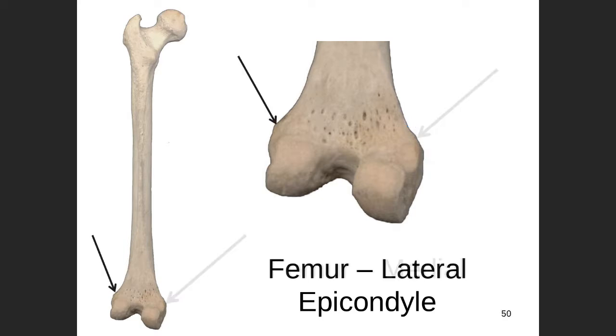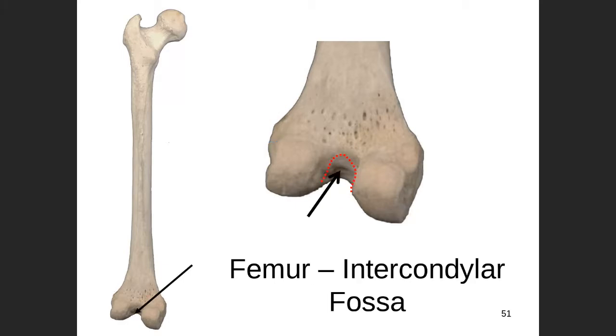Now we'll go to the other side. There's the lateral epicondyle. Do y'all remember what attaches onto the epicondyles? Muscles. Okay? It's a site for muscular attachment. All right, so now we have this space here. That's where our ligaments are going to run. It's the intercondylar fossa. Intercondylar, meaning between two condyles, fossa.